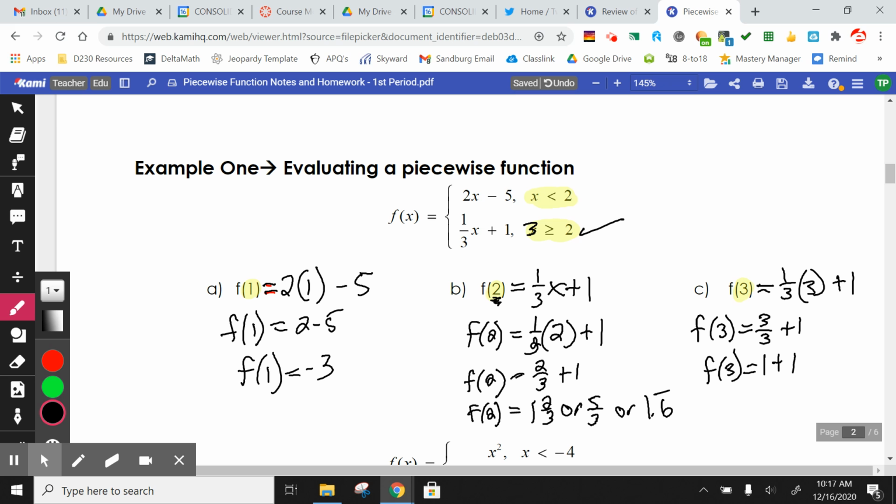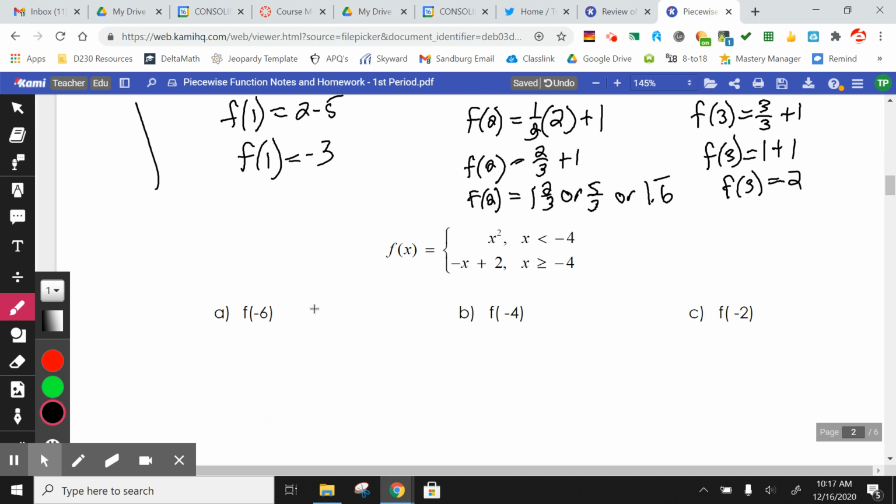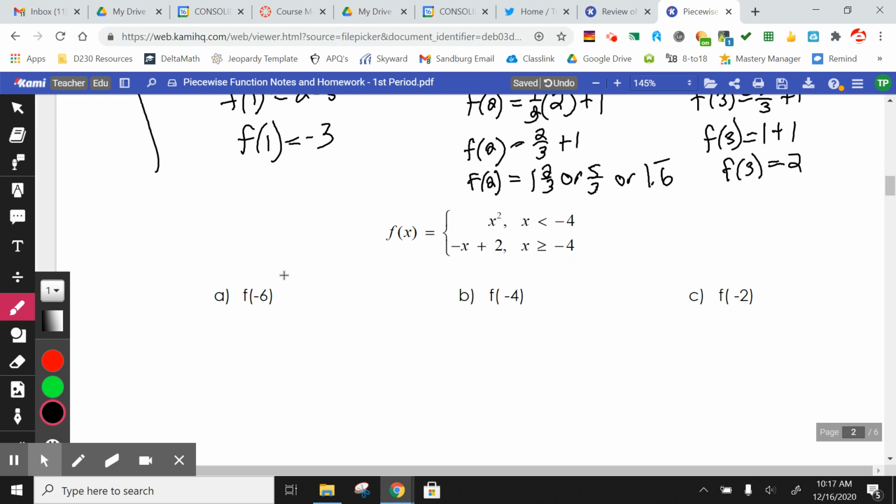Good. So 3 over 3 is a 1. Add that to the extra 1 in the back. So our functional value at 3 should have been 2. All right. So that's our first one.